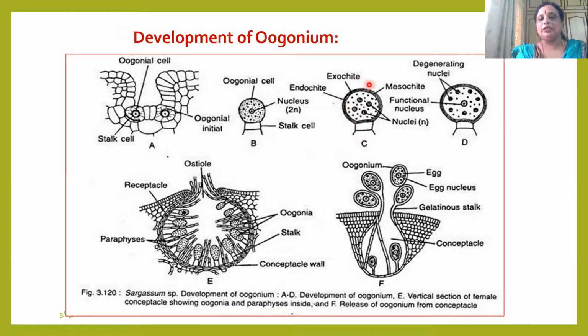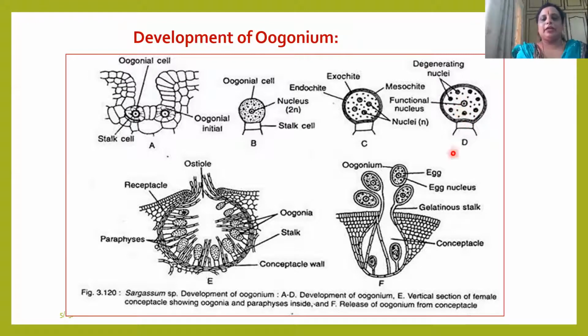Now, all this is happening inside; the oogonium has been embedded here only. It has not come onto the surface. Remember that. The nucleus has undergone meiotic division followed by mitotic division, 8 nuclei have been formed, and at the same time the oogonium is secreting 3 walls around it: exochite, mesochite, and endochite. Later, what happens to these 8 nuclei? Only one nucleus will become functional, and all the other 7 nuclei will degenerate. Only one nucleus will be functional.